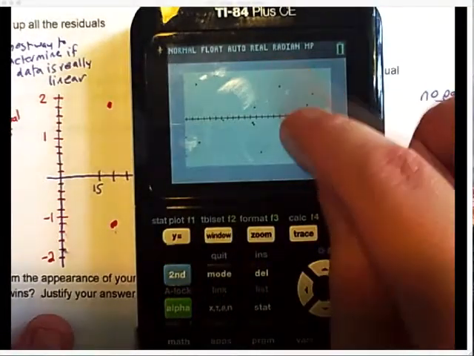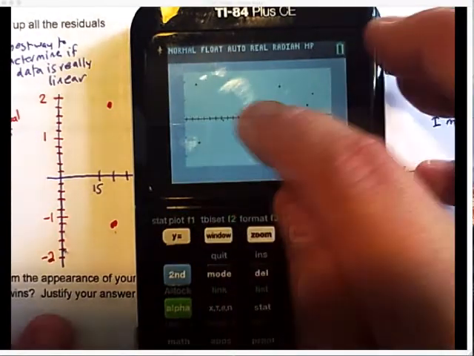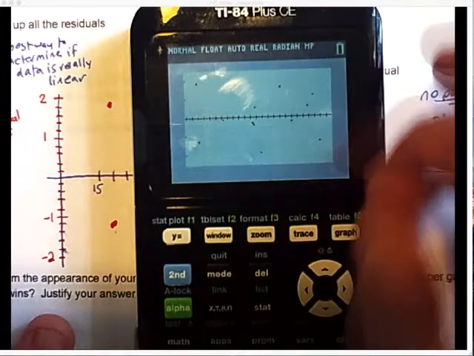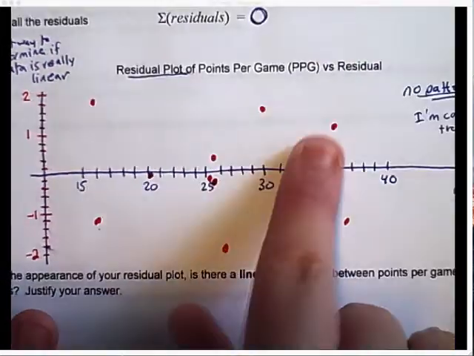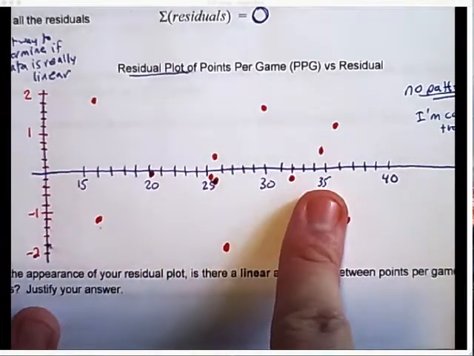All right, 7, 8, 9, 10, 11. 1, 2, 3, 4, 5, 6, 7. 8, 9, 10, 11, 12. So there's the last set of 5 over here. And it looks just like it does on the calculator.